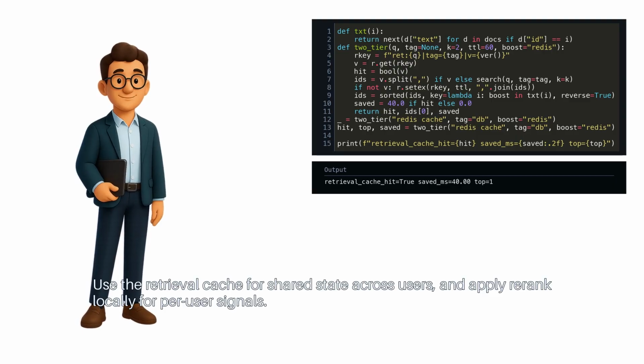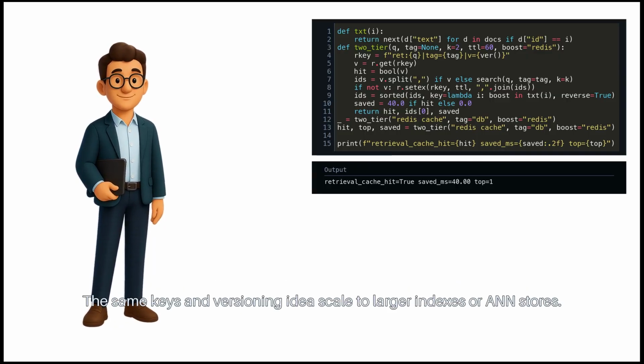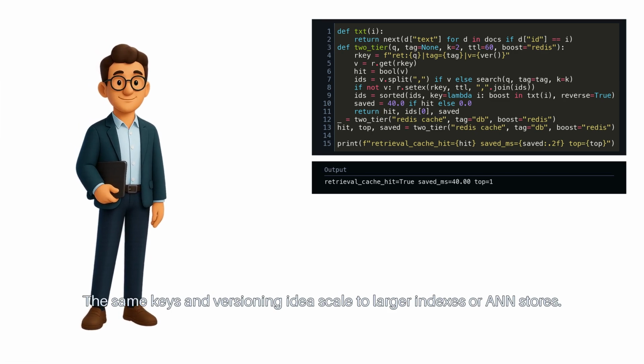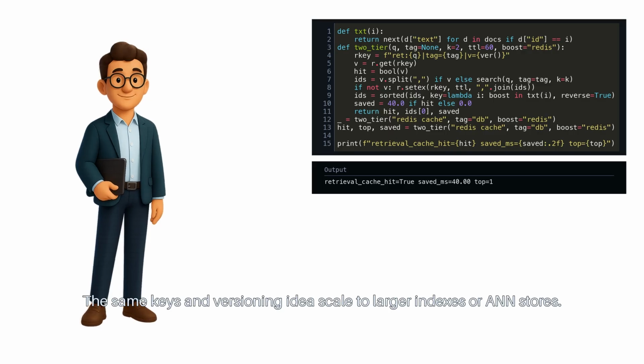Use the retrieval cache for shared state across users, and apply rerank locally for per-user signals. The same keys and versioning idea scale to larger indexes or ANN stores.